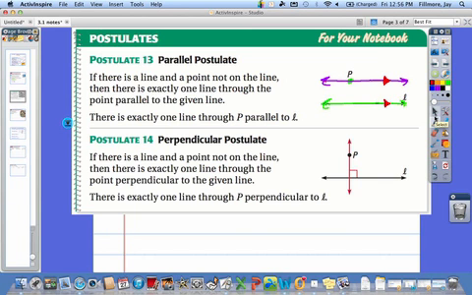Similarly, for the perpendicular postulate, let's say we have this line L again and point P again. There's only one possible line we can draw through P that will be perpendicular to L to form that right angle. Any other line we possibly draw will not form that right angle. There's no other possibility. So there's only one perpendicular line that we can draw there. That's our perpendicular postulate, postulate 14.